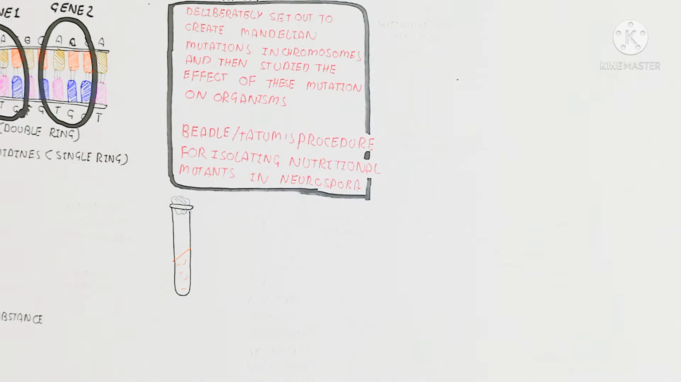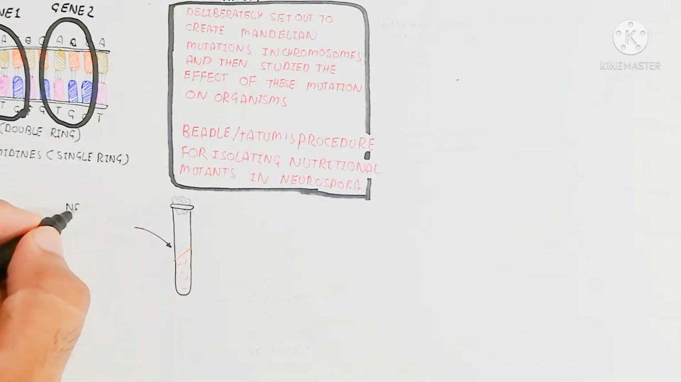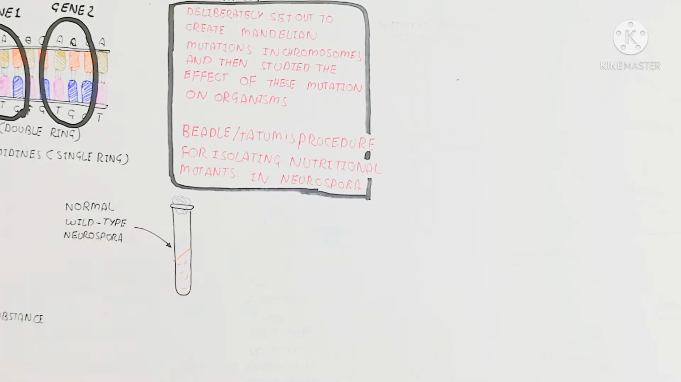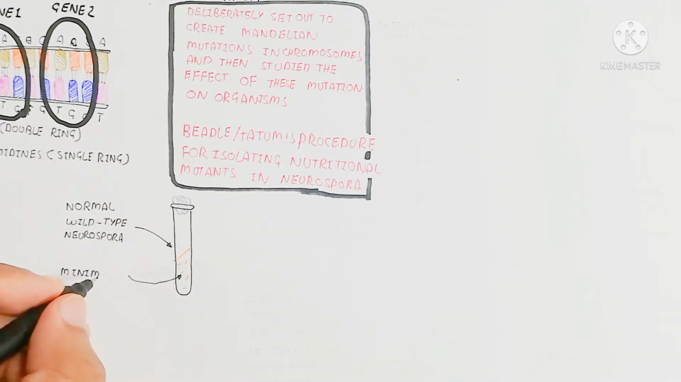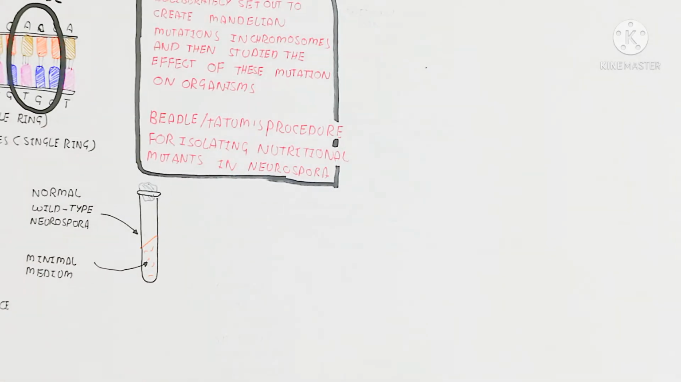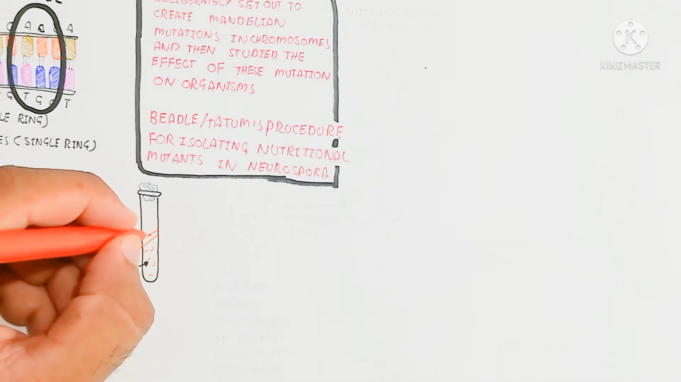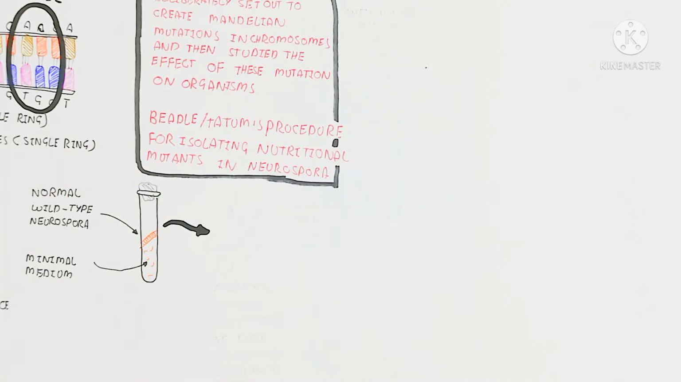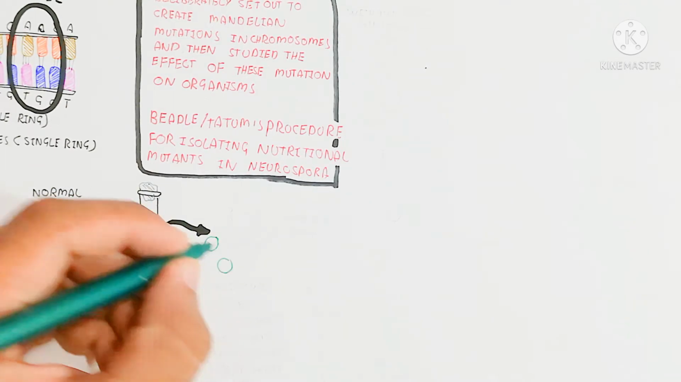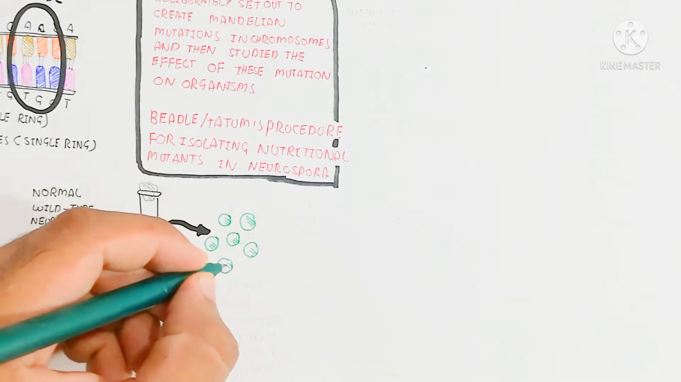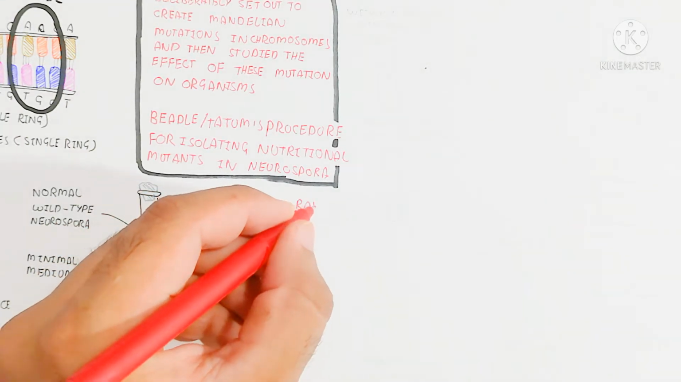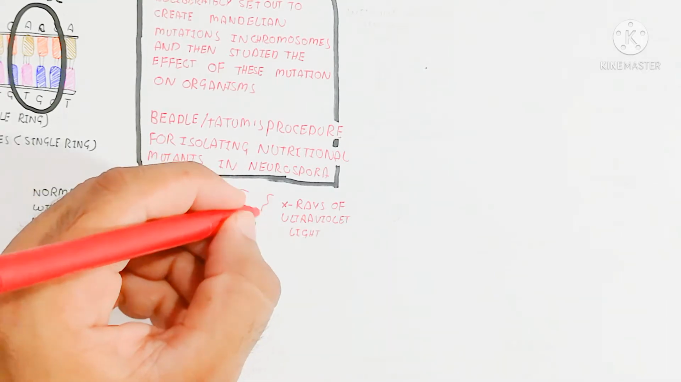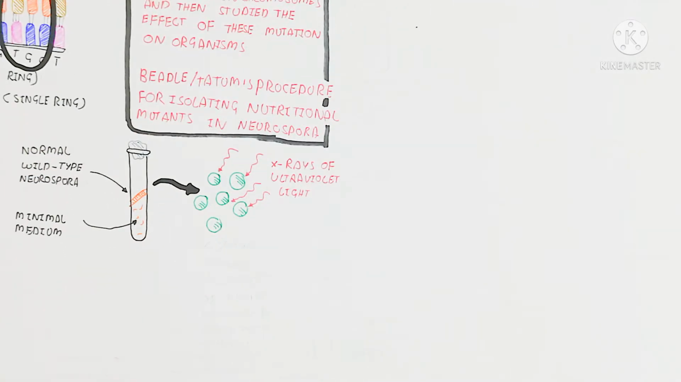That mutation basically can be a point mutation, but this point mutation will lead to whole changes, and the organism will not grow on minimal media, for example. So this is the normal wild type Neurospora in a test tube, and we provide minimal medium. On this minimal medium the Neurospora can grow easily, while this minimal medium contains just sucrose, vitamin and water, and not the complete amino acids.